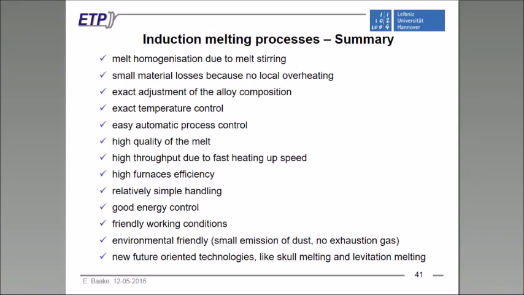So this brings me finally to the summary of the induction melting processes. I think I have shown that the melt stirring is a very important effect which leads to this melt homogenization, and due to the intensive stirring and no local overheating, of course, we have small material losses. This is also important, and we can adjust the alloy composition. As typical for induction heating as well as induction melting processes, the temperature can be controlled very exactly. Also the process automatic control is positive, and we get very high quality products.